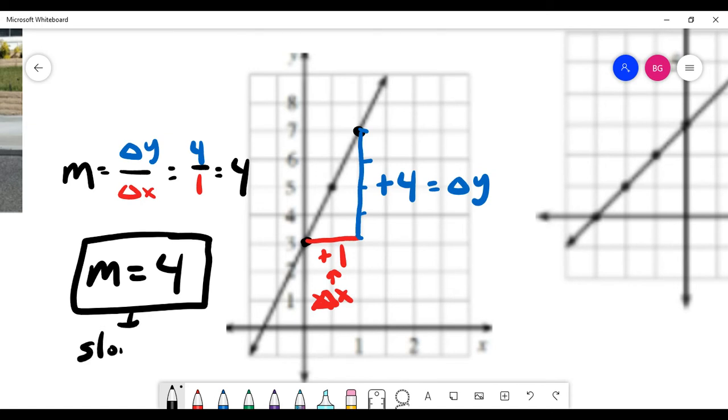Okay. So that's the slope of this graph. That's how steep this graph is. It's a 4. Okay. All right. Now let's go to the next one. Oh, I should say this before I go on to the next one.